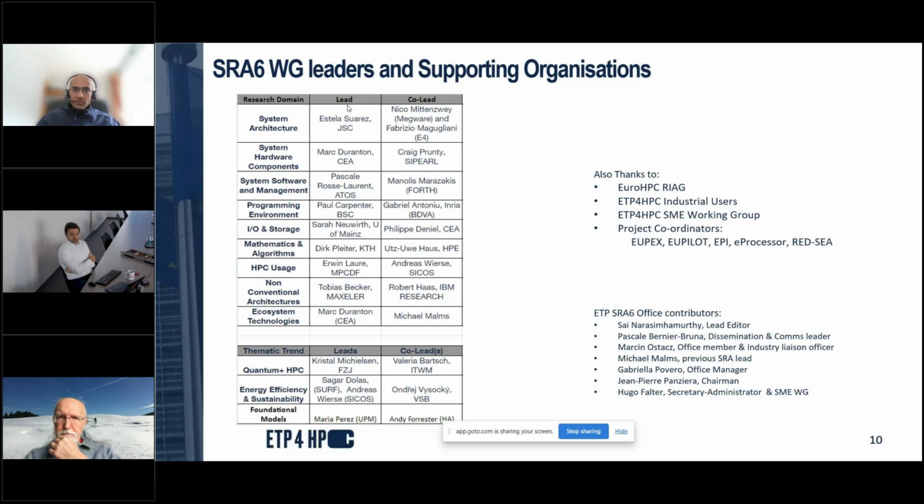And I would also like to thank our partners from the EuroHPC Research and Innovation Advisory Group, and the ETP4HPC industrial users, the SME working group, and also the project coordinators of some of these projects like UPEX, UPilot, EPI, eProcessor, and Red Sea, who have provided some inputs.